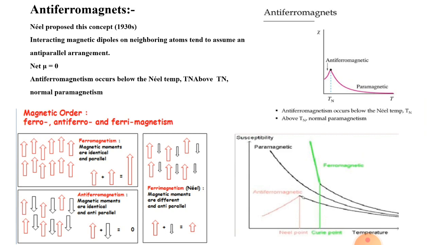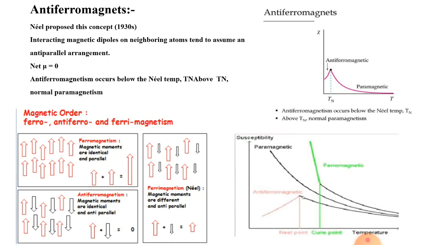Antiferromagnetism. In the case of antiferromagnetism, it was proposed by Néel, who proposed this concept in 1930. Interacting magnetic dipoles on the neighboring atoms tend to assume an antiparallel arrangement, and the net magnetic moment is zero. Antiferromagnetism occurs below the Néel temperature, that is TN. Above the Néel temperature, there is normal paramagnetism. From the graph, it can also be observed that antiferromagnetism occurs below the Néel temperature, and above the Néel temperature, there is a sharp decrease in the normal paramagnetic behavior.